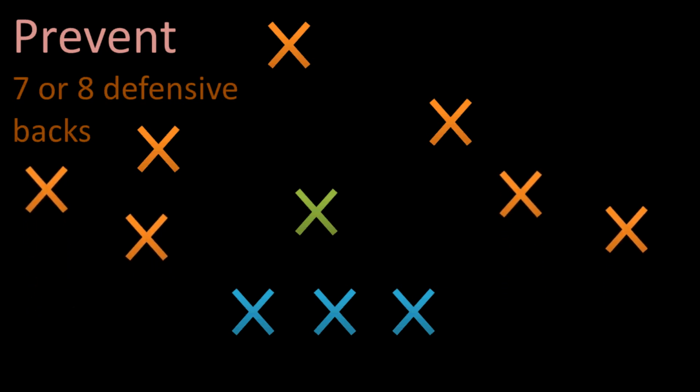And so that is the 4-3, the 3-4, the nickel, the dime, and the prevent defenses.